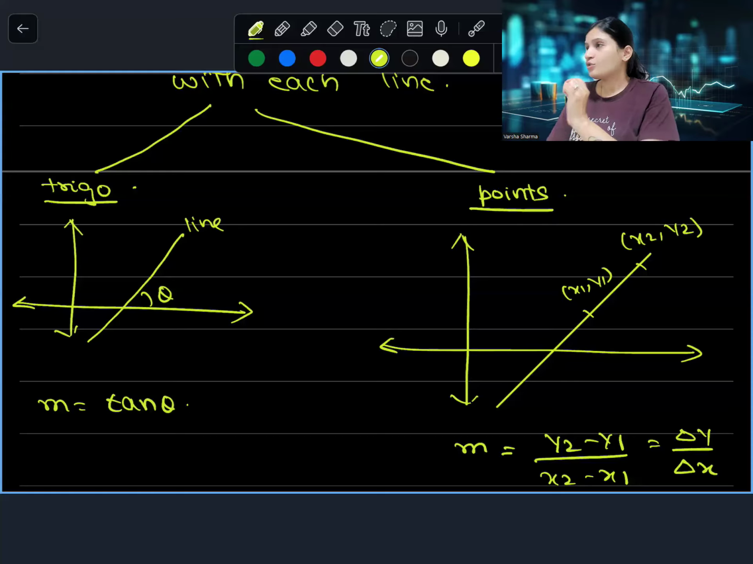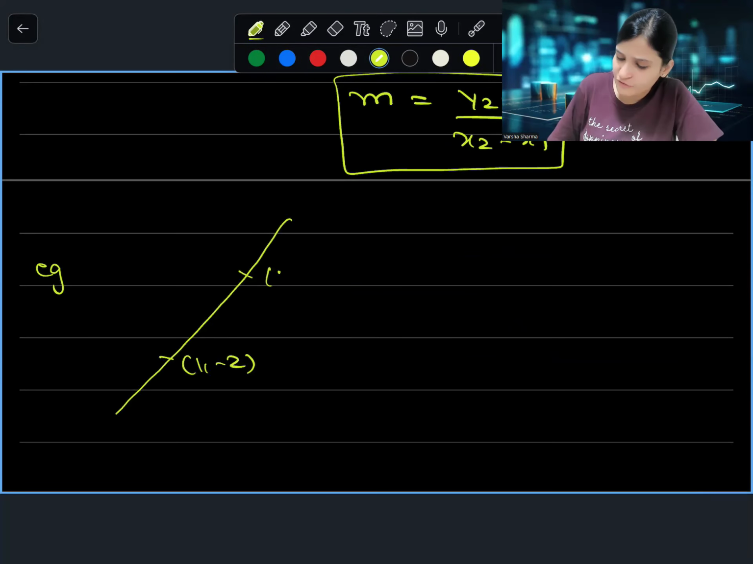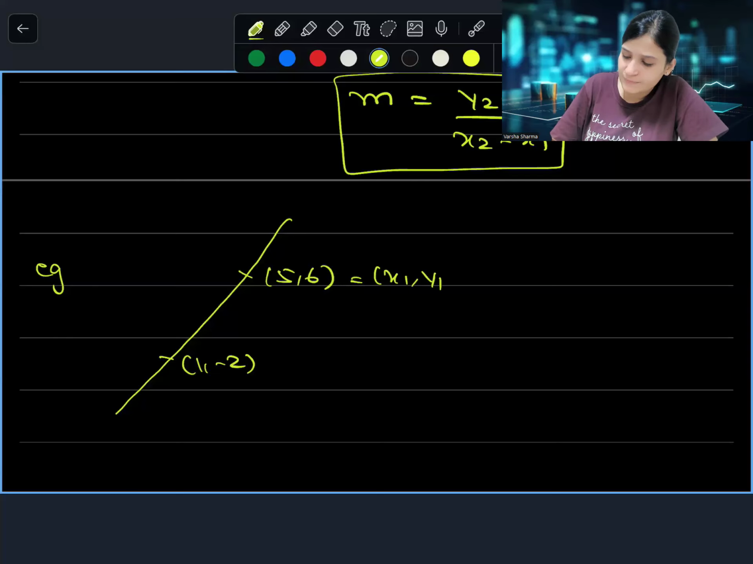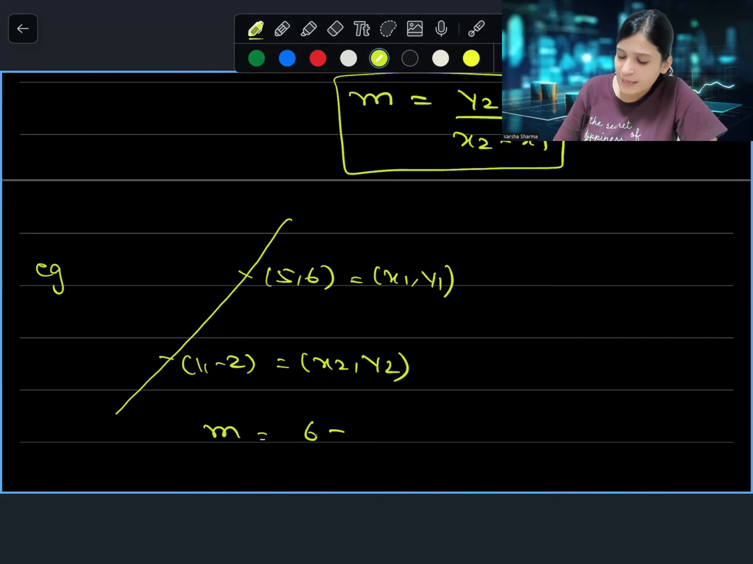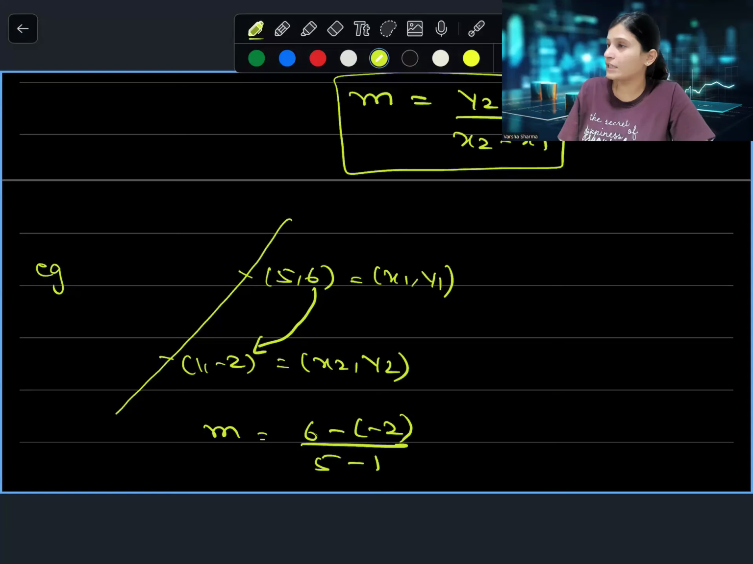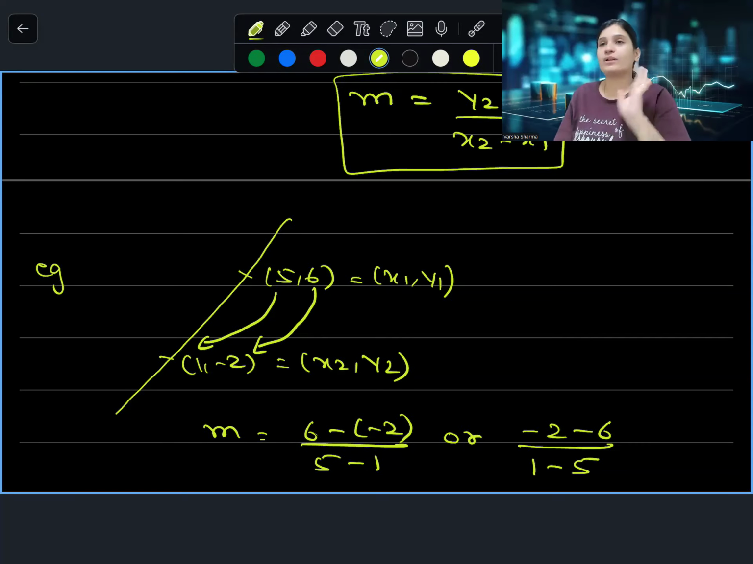Delta means change. So you can take any point to be x1, y1, any point to be x2, y2, it doesn't matter. For example, if I have a line through 1 comma minus 2 and 5 comma 6, you can take any one to be x1, y1, it doesn't matter. Suppose I take this to be x1, y1 and this is x2, y2. So m will be 6 minus (minus 2) upon 5 minus 1. Basically, subtract the y in the same order, subtract the x also. If I have subtracted y in this order, I'll subtract x also in this order. Or if you want to do the other way around, subtract y in this order, then subtract x also in the same order. Anyway, y will be in the numerator, x will be in the denominator.